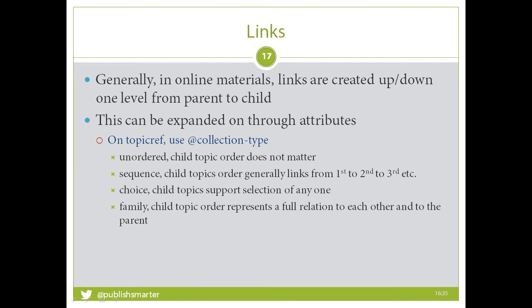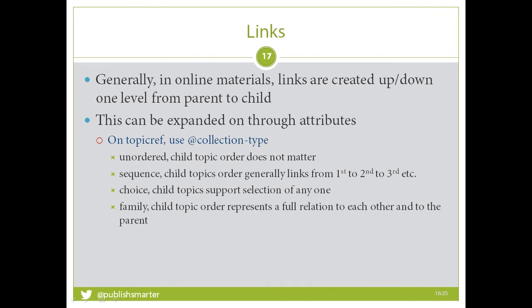In online content, the link is automatically created in almost every online environment between the parent and the child. You can expand on how it does this through the use of attributes. Almost everything in the map, all the topic refs, are going to have a collection type attribute. This includes options for things like unordered, sequence, choice, and family. And I want to show you what happens in a small way when you go in and you start to tweak these.